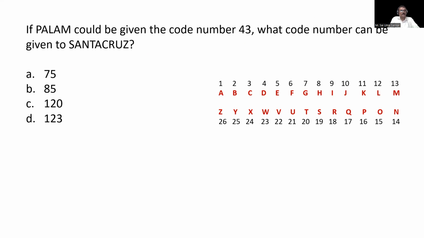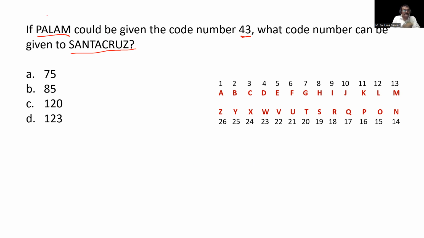Now, Palam is coded as 43. Santa Cruz is coded as... Palam, 5-letter word, that is equal to 43. Palam is a 5-letter word and that is equal to 43. So what happened? Just think out of the box.